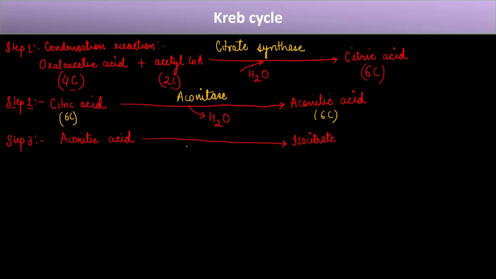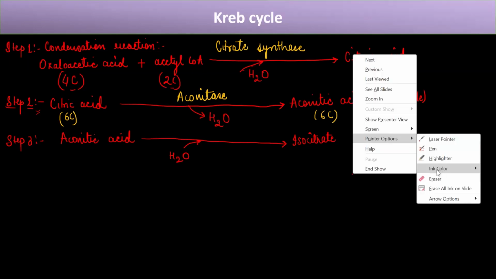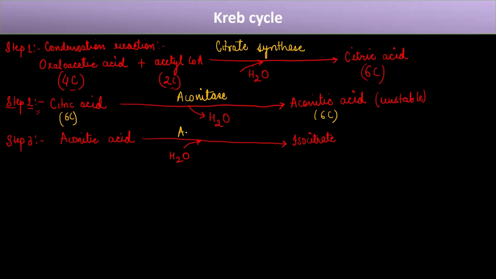And how does it get converted? It takes this water molecule again. Okay. So this step is unstable, and it takes place for a very small span of time. Now, the enzyme that catalyzes this reaction is again the same enzyme, that is aconitase. So this aconitase, within a very short span of time, performs 2 reactions.